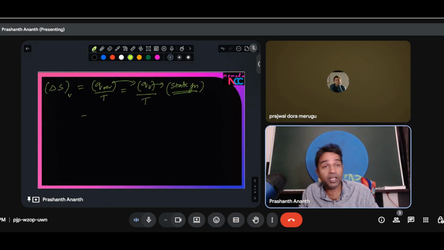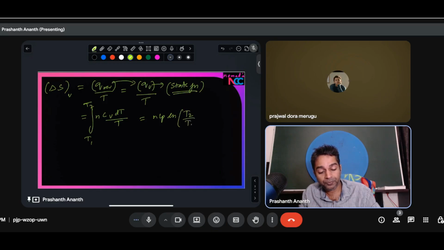meaning QV can be written as, of course, nCV dT by T. So this effectively works out as an integral of this over T1 to T2. So we have nCV ln(T2/T1).